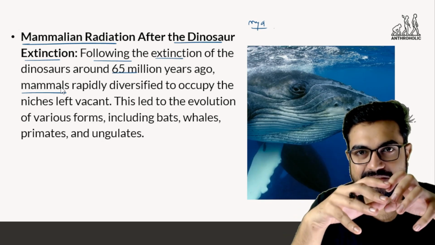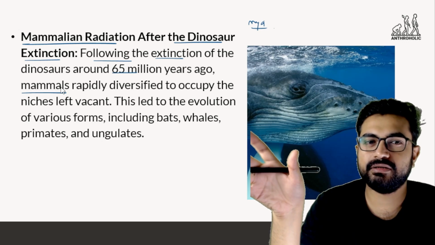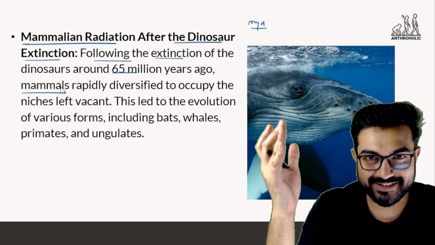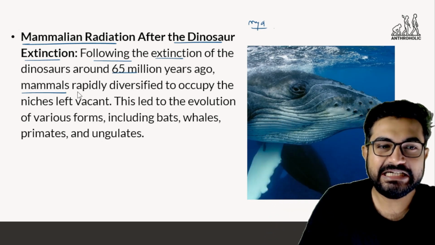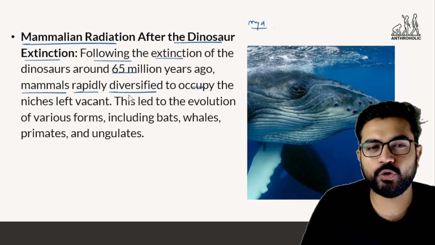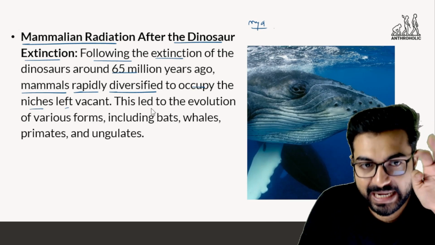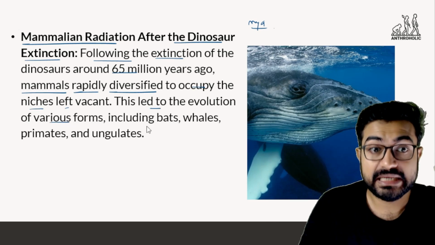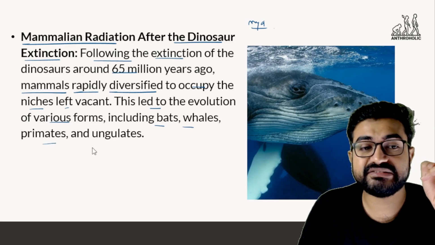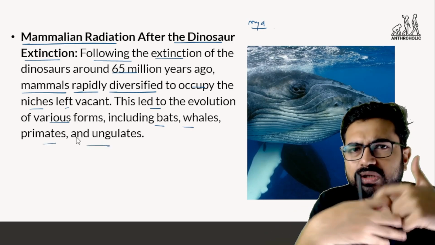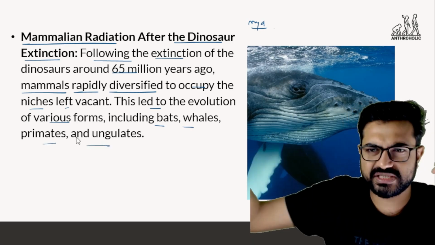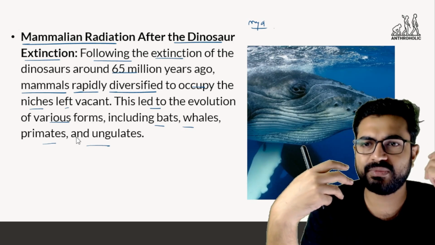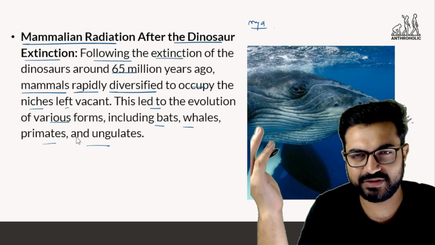Mammals started spreading on this planet because they were the new kings. The dinosaurs were no more. And these mammals rapidly diversified to occupy the niches left vacant. This led to the evolution of various forms, including bats, whales, primates, and ungulates. So many, you name all the species. And of course, the story of humans comes much later. But yes, we are also mammals, and we ended up colonizing the whole planet.